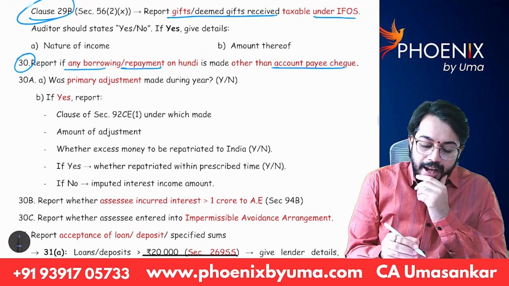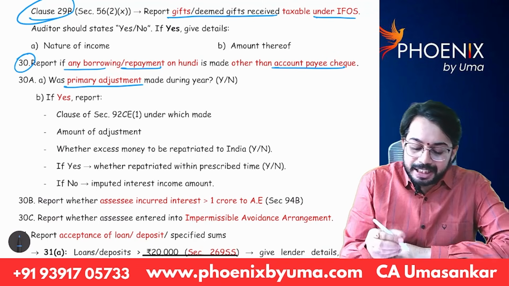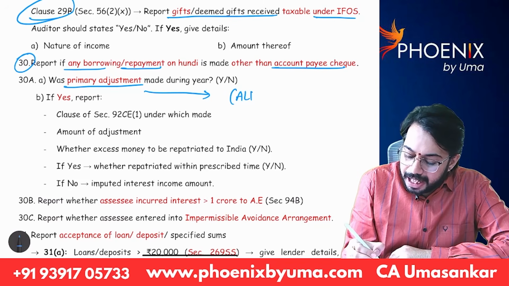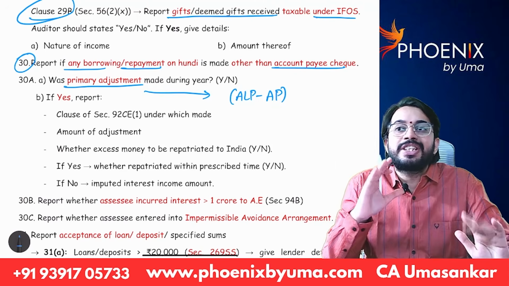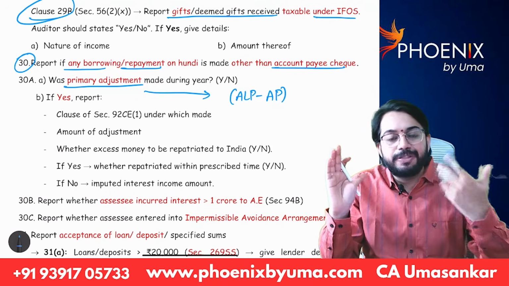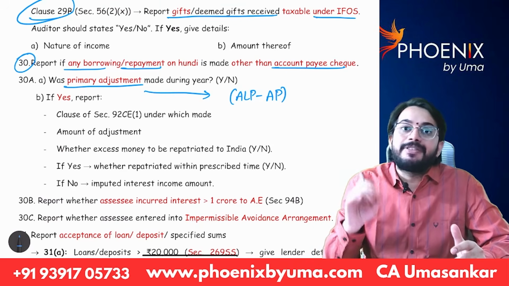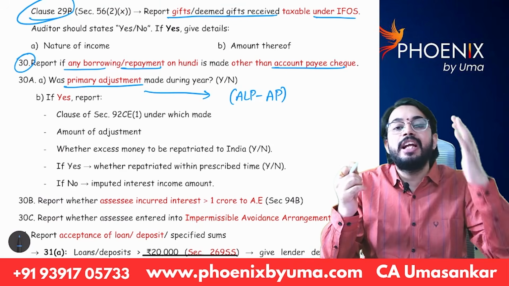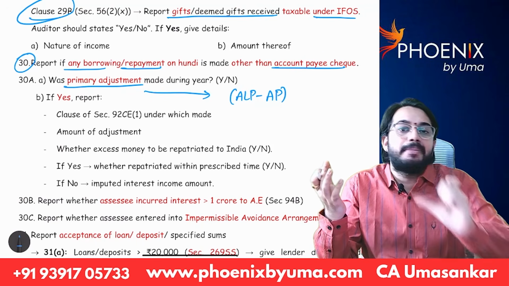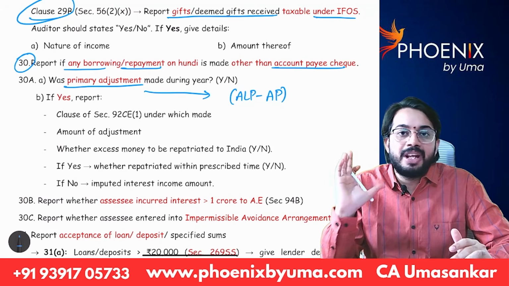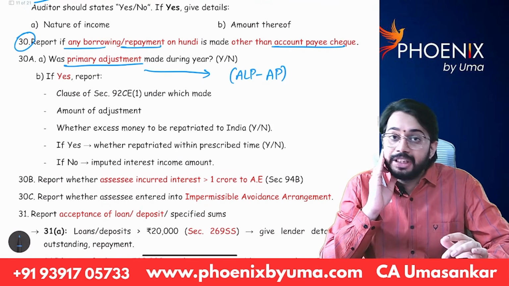Next, clause 30A, primary adjustment. Super point we discussed in transfer pricing. Primary adjustment means difference between arm's length price and actual price. So, are there any international transactions done in current year? If so, whether transfer pricing provisions are applicable? Yes. If transfer pricing provisions are applicable, we need to calculate arm's length price and the auditor has to give the information. What is the primary adjustment? What is the difference between arm's length price and actual price? That information is required to be submitted by chartered accountant.